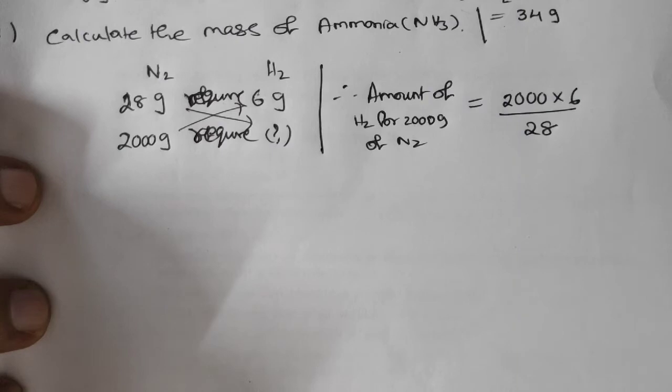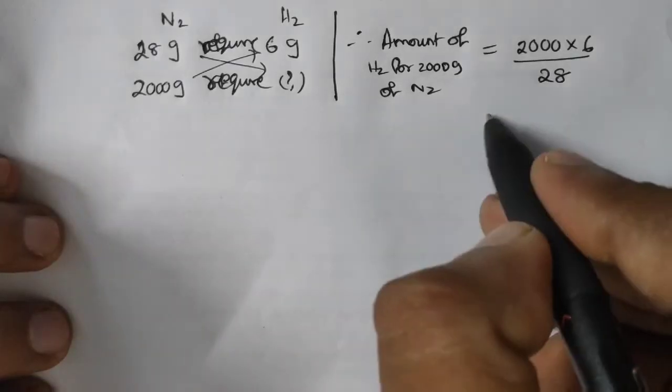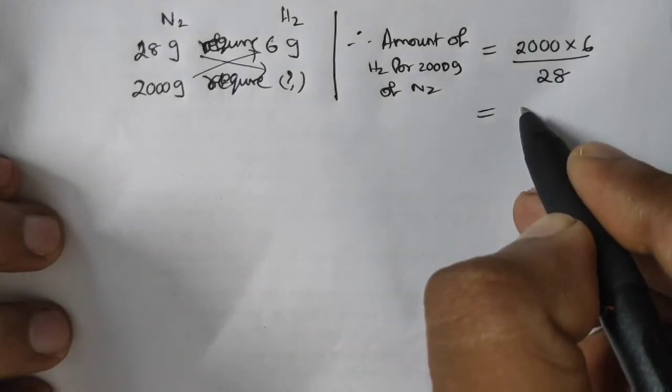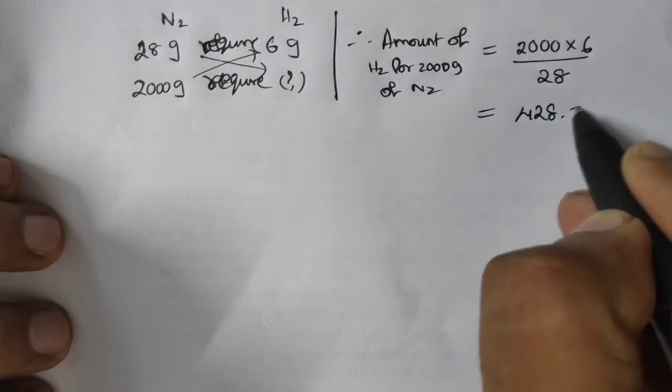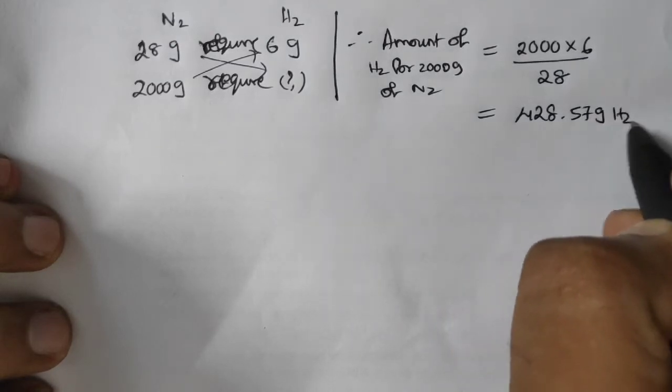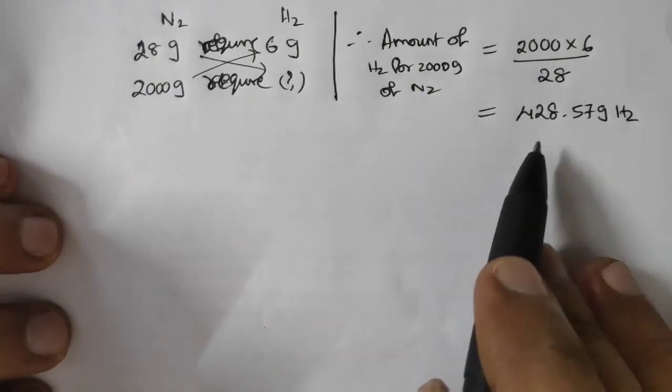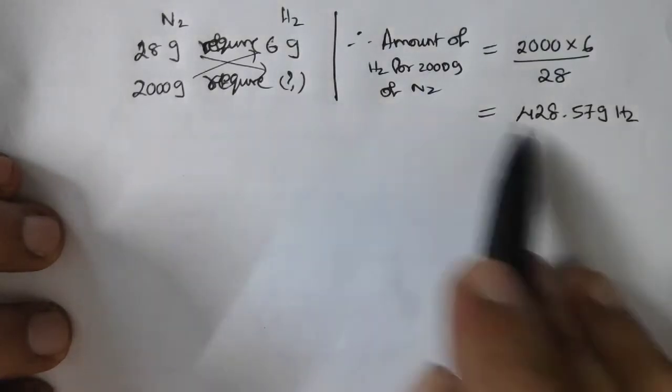Now the next part. If you calculate, it will be equal to 428.57 grams of H2. Understood? So 2000 grams will require how much?